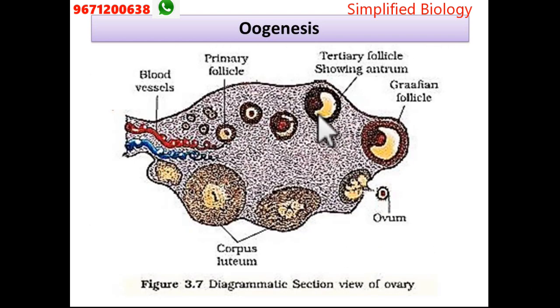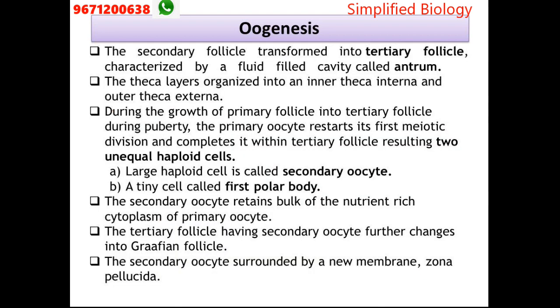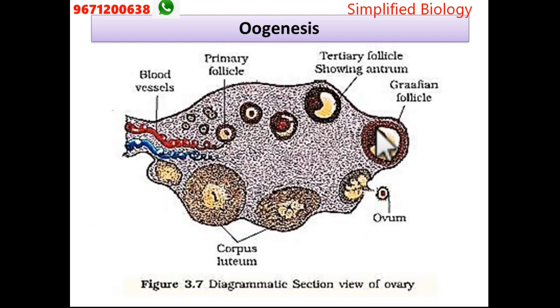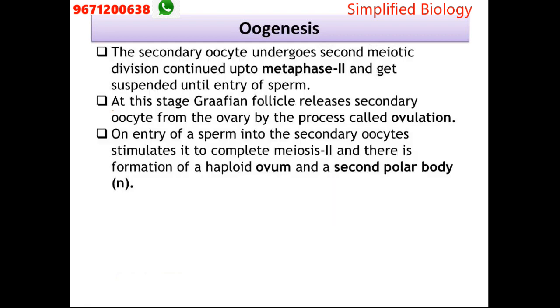Then the tertiary follicle, to form the secondary oocyte, further changes into the Graafian follicle. Just check here, that is the tertiary. After that, it forms the Graafian follicle. When the Graafian follicle releases the ovum, the rest is named the corpus luteum. Clear? That is the corpus luteum. Okay beta? And that is the Graafian follicle. The inner layer is named the zona pellucida, and the outermost layer is named the corona radiata.